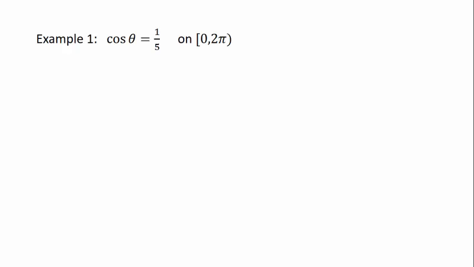So the first thing I do is go ahead and rewrite that as cosine inverse of 1/5. That's how I come up with my angle theta in radians. So if I pop that in the calculator, given that my calculator is in radian mode, this is what I end up getting, 1.3694 radians.